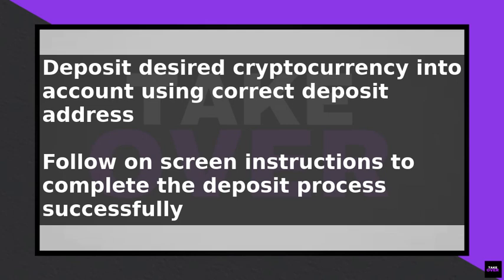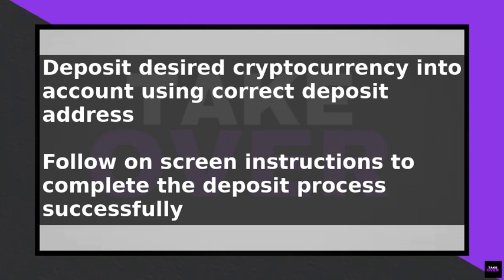Next, deposit the cryptocurrency you wish to use for payment into your Binance account. You can do this by navigating to the deposit section, selecting the desired cryptocurrency, and following the on-screen instructions. Make sure to use the correct deposit address to avoid losing your funds.